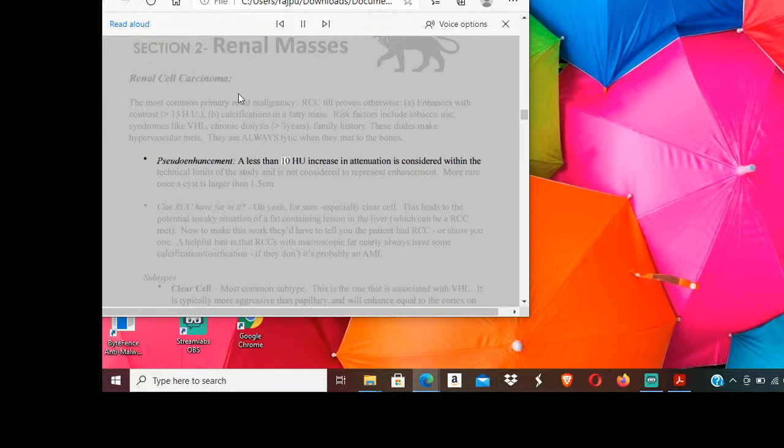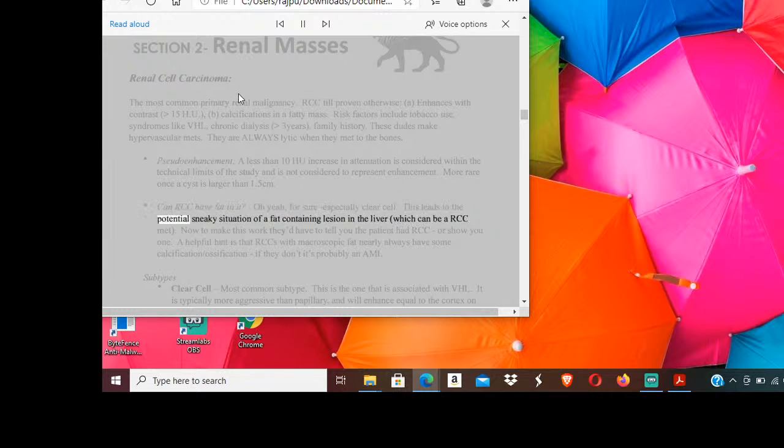Pseudo-enhancement, a less than 10 HU increase in attenuation, is considered within the technical limits of the study, and is not considered to represent enhancement. More rare once a cyst is larger than 1.5 cm. Can RCC have fat in it? Oh yeah, for sure, especially clear cell.